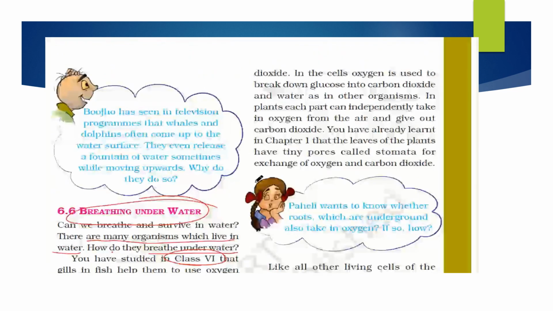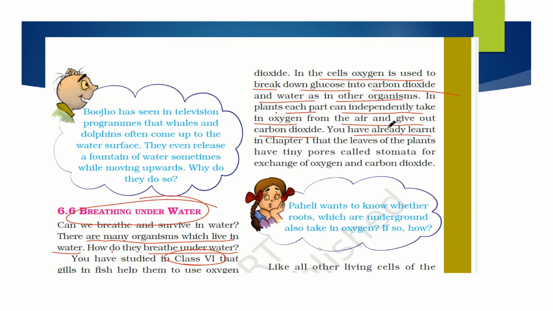So how is this exchange of gases happening in the cells? Oxygen is used to break down glucose into carbon dioxide and water, as it is happening in all other organisms also, right? In plants, each part can definitely take in oxygen from the air and give out carbon dioxide.